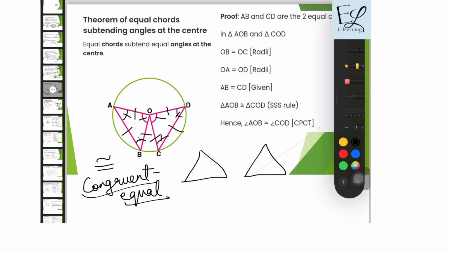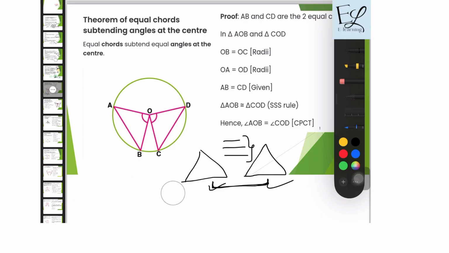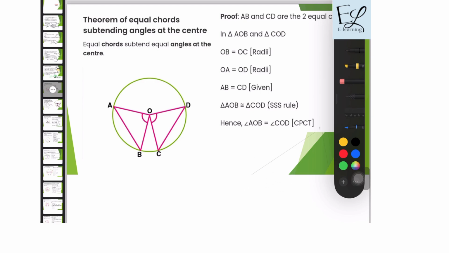So we have to prove that two triangles are congruent, and to prove these two triangles equal, we have to meet three conditions, right? If we have met three conditions, then we can say that these two triangles are congruent, right?